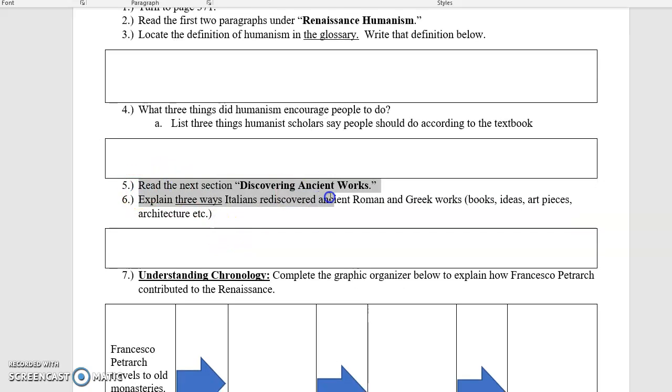Next, you got to read the section Discovering Ancient Works. You're going to explain 3 ways. So once you're done reading this, explain 3 ways Italians rediscovered ancient Roman and Greek works and some examples of works or books, ideas, art pieces, architecture, and etc. But we're really focusing on ways they discovered, not what they discovered. Okay.